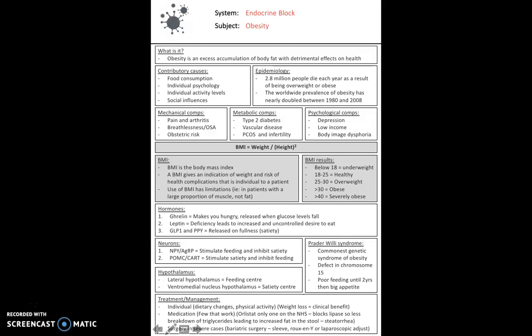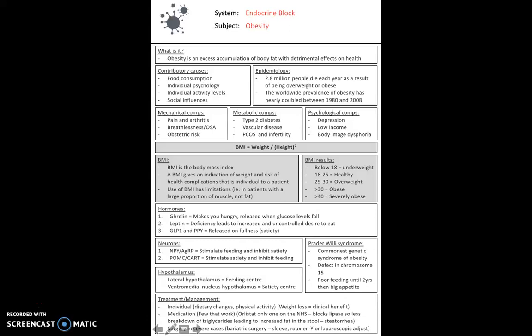We can take a look at hormones, neurons, and the hypothalamus in their role in obesity. For example, in terms of hormones, ghrelin is a hormone released both by the stomach and the brain, and it makes you hungry. Therefore we release this when our glucose levels fall. Leptin, a deficiency here would lead to increased and uncontrolled desires to eat. So this is a little bit of the pathophysiology, if you wish, behind obesity.